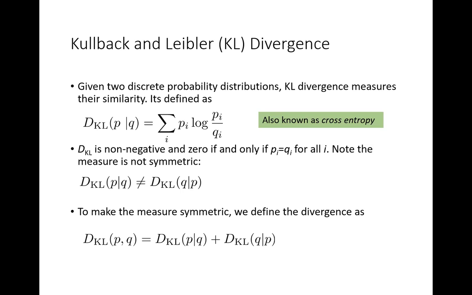So KL divergence says, all right, the divergence between P and Q, or given Q, divergence for P is given by this expression: p_i log p_i divided by q_i. All right. This is also known, as I said, as cross entropy. All right. You can see that this is non-negative and zero if and only if p_i is equal to q_i for all i values. All right. Otherwise, it's not equal to 0.